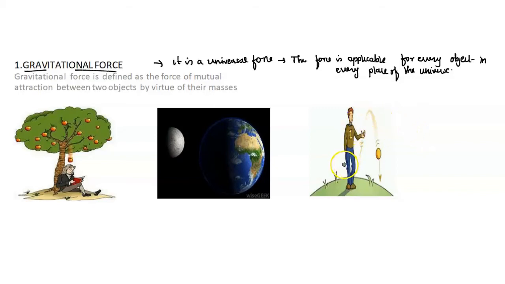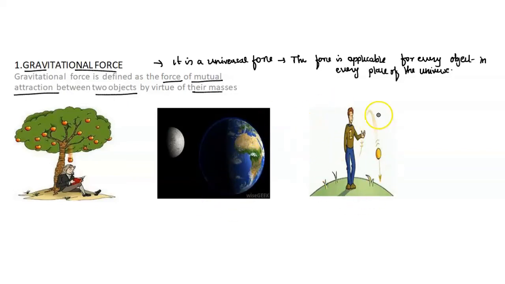Every object on the earth experiences this force due to every other object in the universe. Gravitational force is defined as the force of mutual attraction between two objects by virtue of their masses. Regardless of the mass of the two objects, gravitational force is a force of mutual attraction between them. All objects on the earth experience the force of gravity due to the earth, the motion of the planets around the sun, and of course the motion of bodies falling to the earth.